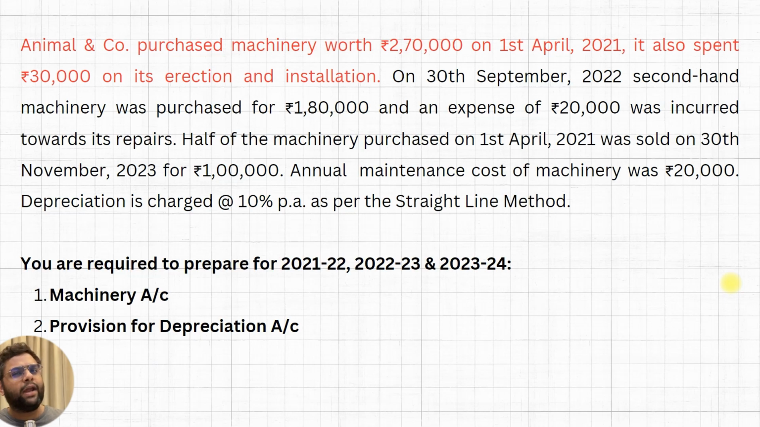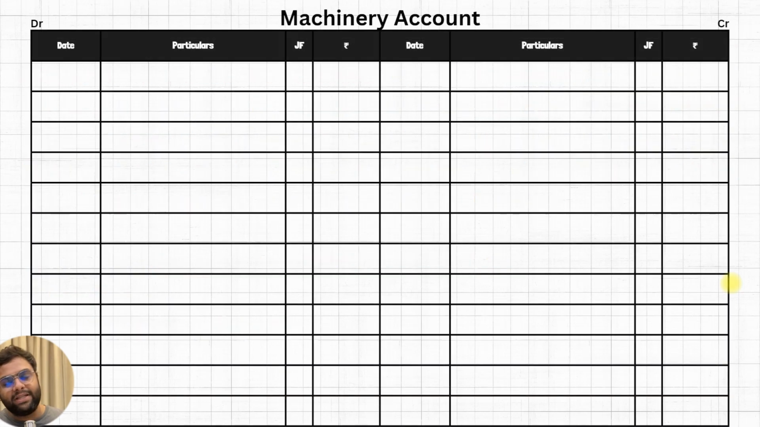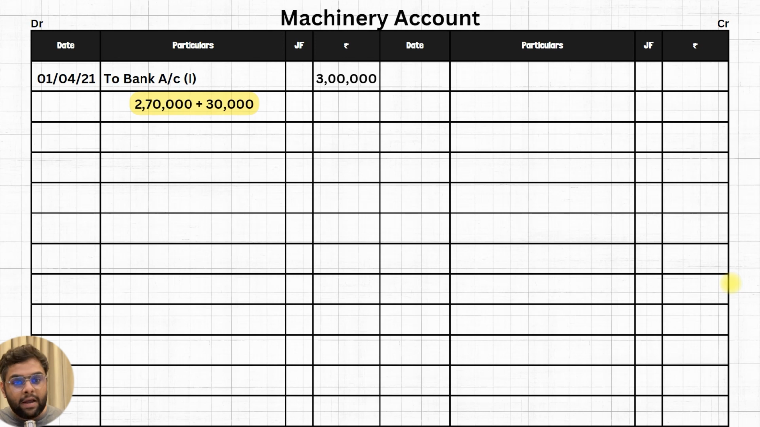So, how will we record the purchase of machinery? In the machinery account, on the debit side, to bank account, and we have written 1 there because it is the first machinery that you have purchased. Date will be date of purchase, 1st April 21. But what will be the amount? The amount will be 3 lakhs. 2,70,000 cost plus 30,000 erection and installation. Erection and installation cost will always be added to the cost of the asset.